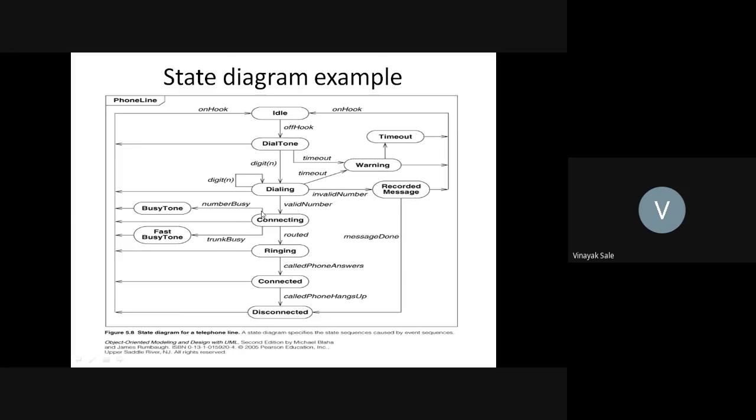Sometimes you receive a busy tone, that is, the number is busy, and you put the receiver on the hook so that it becomes idle. Sometimes after connecting you get trunk busy, that is a fast busy tone, then you stop and the receiver is put on the hook so that it becomes idle.